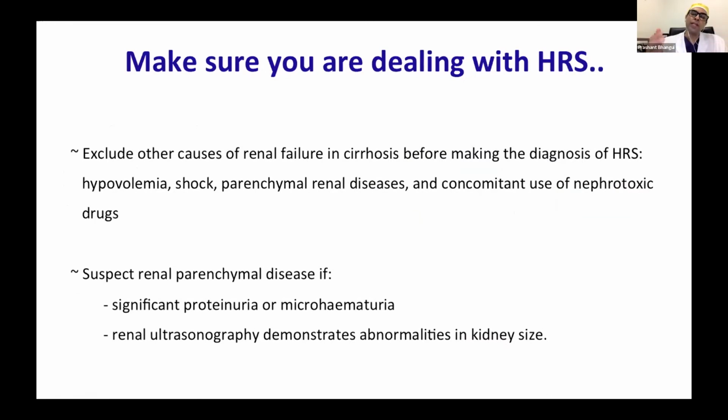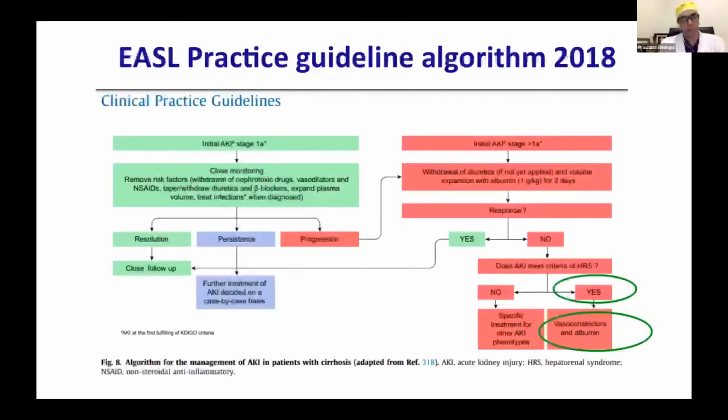Before you move on to treat HRS, first of all, make sure you're not dealing with something which is not HRS, and therefore exclude other causes of renal failure in cirrhosis: hypovolemia, shock, parenchymal renal disease, and concomitant use of nephrotoxic drugs. You'll think of actual renal parenchymal disease if you have significant proteinuria or microhematuria, and the renal ultrasound demonstrates abnormalities in kidney size. You can look even further at the RI of the renal artery, just like you look at RI of the hepatic artery post-transplant, which can sometimes give you an indication.